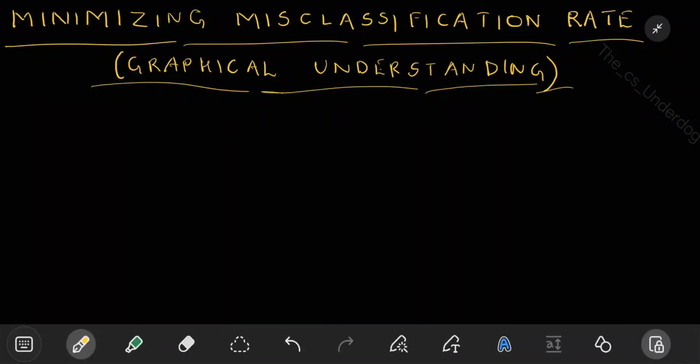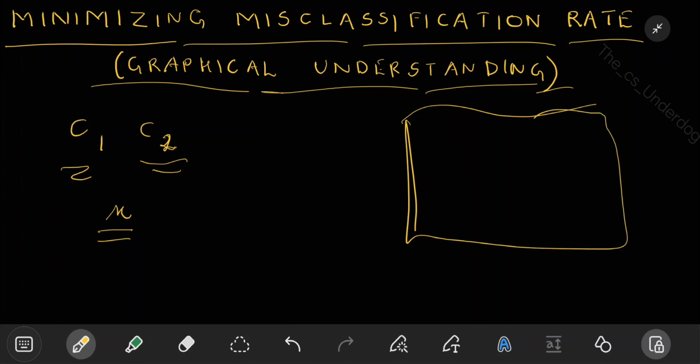Graphical understanding of minimizing misclassification rate. In the previous lecture, we saw the approach of minimizing misclassification rate and how to draw the right decision boundary. What did we learn? We learned that if we have two classes C1 and C2, to which we have to assign the input variable x, what will it do?